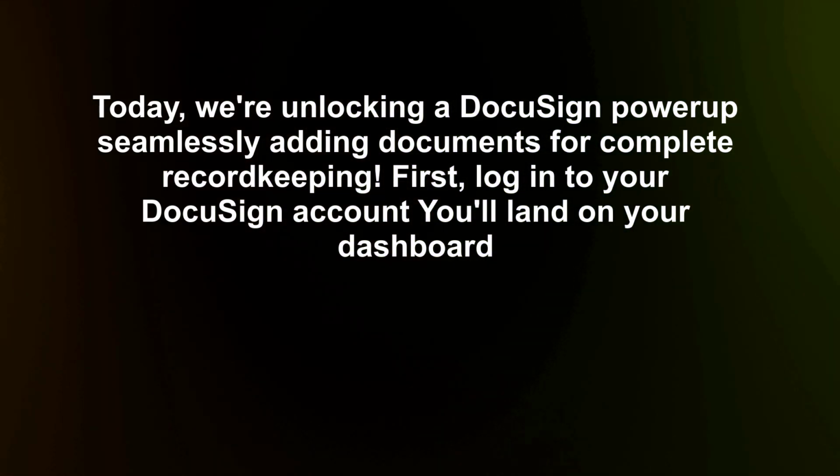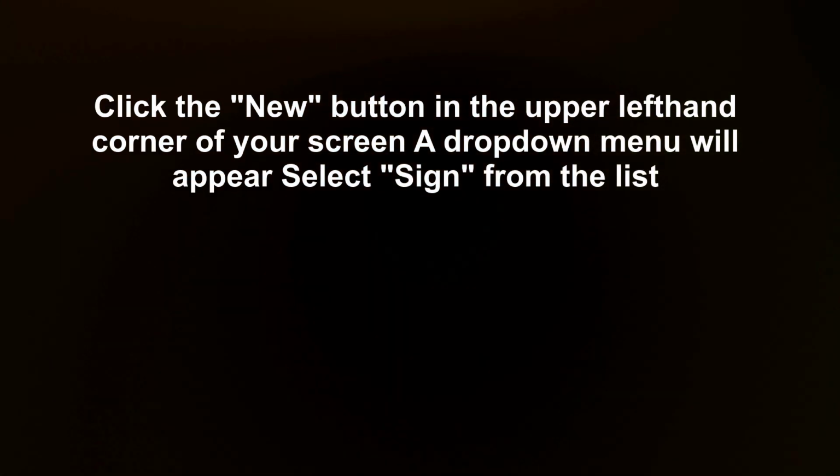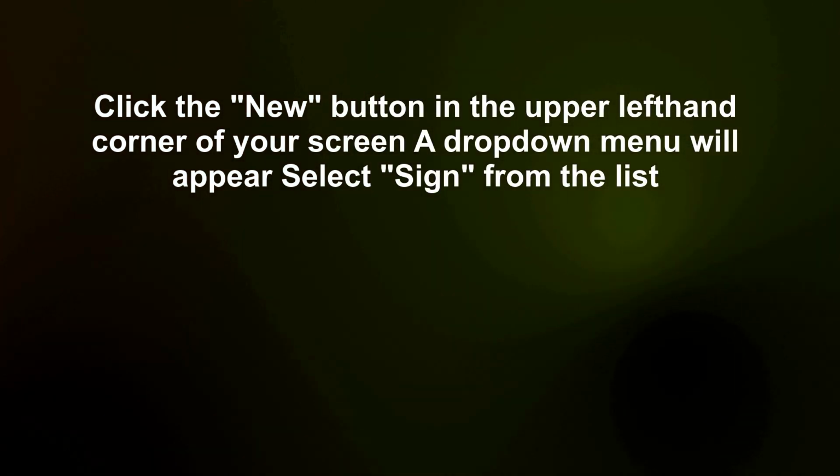First, log into your Docusign account. You'll land on your dashboard. Click the New button in the upper left-hand corner of your screen. A drop-down menu will appear. Select Sign from the list.